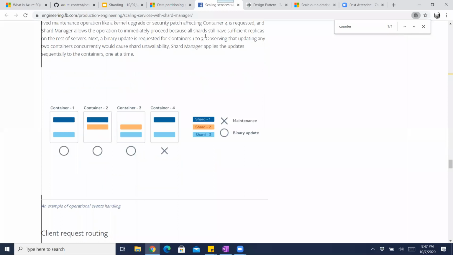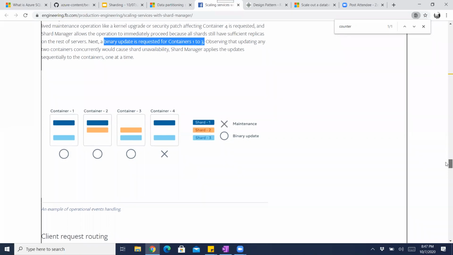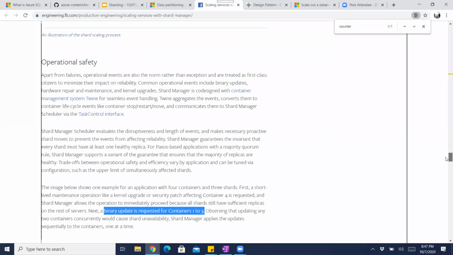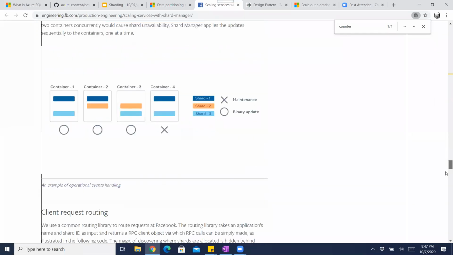But if you later specify, okay, I want some update on containers 1 to 3, then it's not going to just launch it right away because it violates your availability requirements, and it will do it one by one. I think the high level takeaway from this whole discussion was that there is fine tuning that can be done for each application.